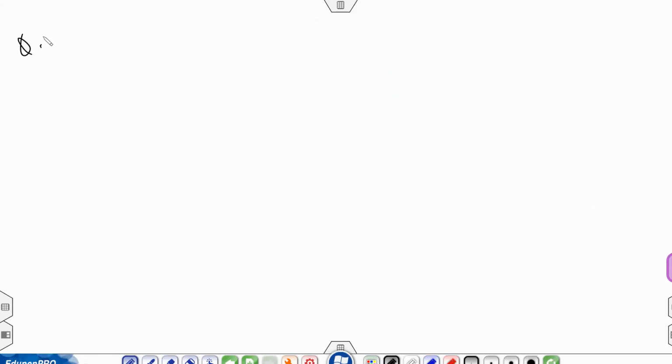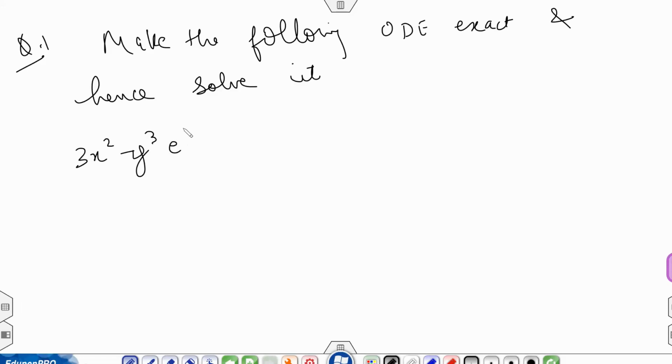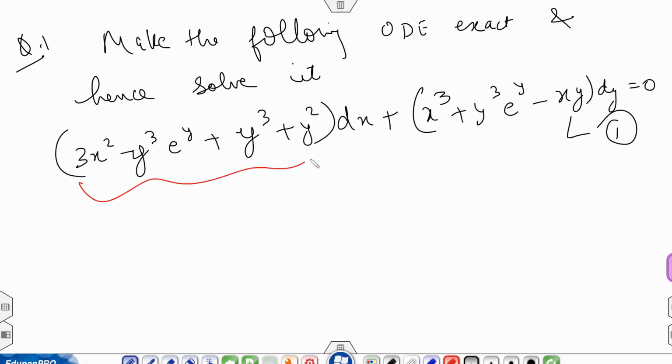So we will just do a few examples on this. Question number 1, for this case: make the following ODE exact and hence solve it. So this is your differential equation. Here also you will call this M, and this is your N. So just see how we can solve this.